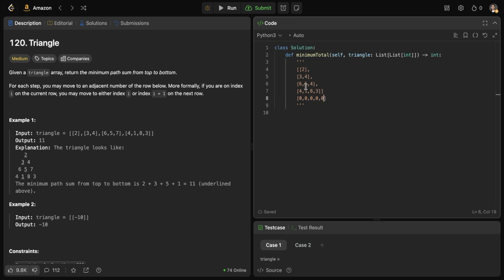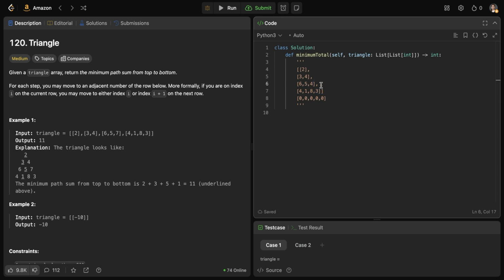So here in the row of 6, 5, 4, the sums are 7, 6 and 7. Since I just computed the minimum sums, the children from 6 are 4 and 1, so the sum would be 7. For 5, the children are 1 and 8, so the sum is 6. And the children for 4 are 8 and 3, so the sum would be 7. So the minimum of 7, 6, 7 is your minimum here.